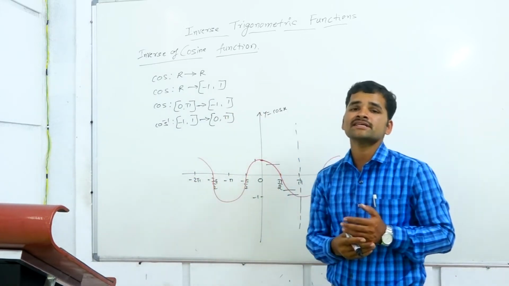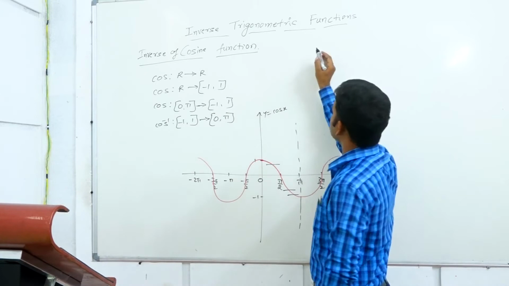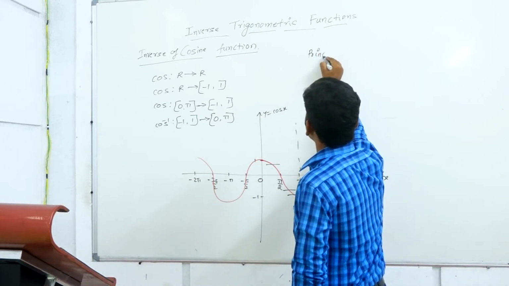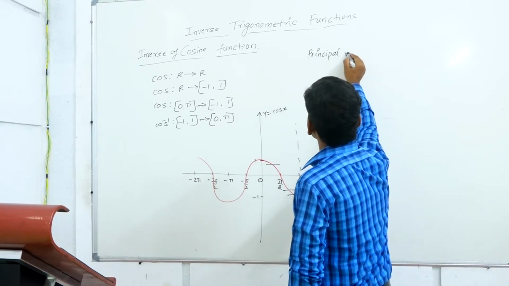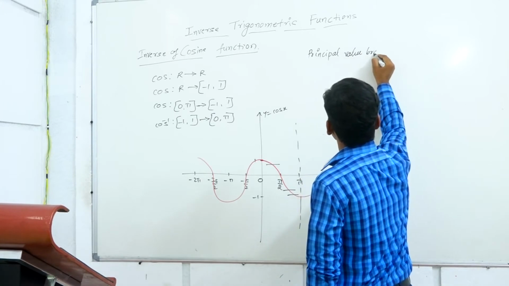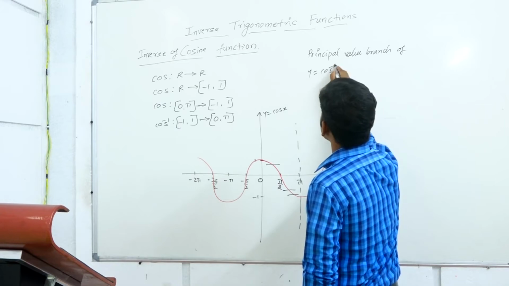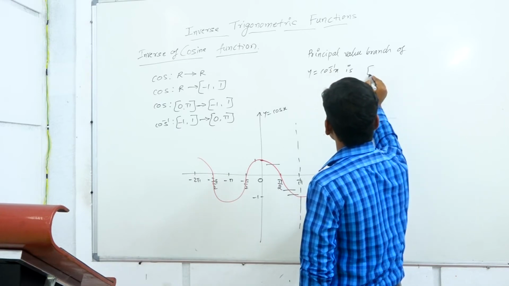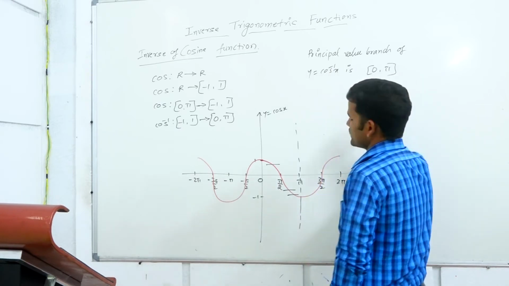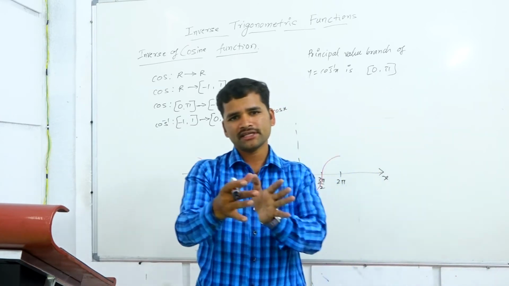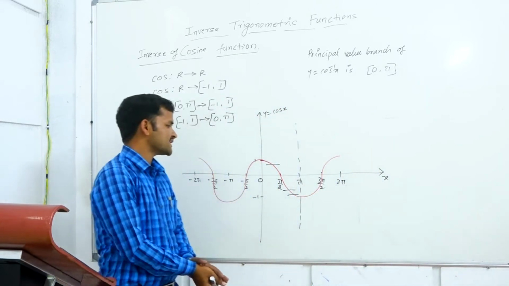Range is also called the principal value branch. The principal value branch of y is equal to cos inverse of x is the closed interval 0 to pi. Is it compulsory to restrict only to the interval 0 to pi? No, it is not like that.